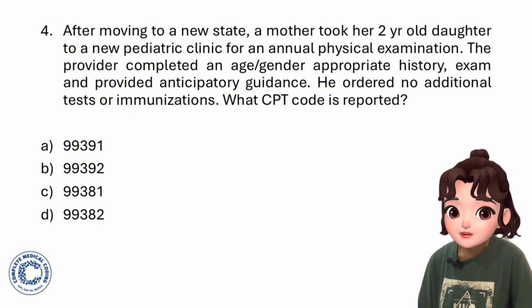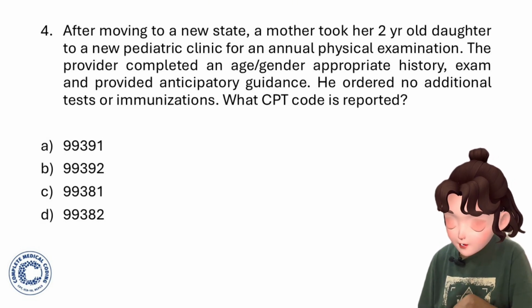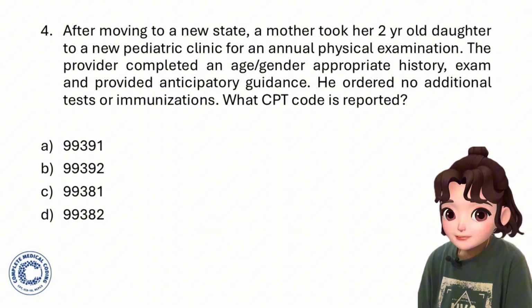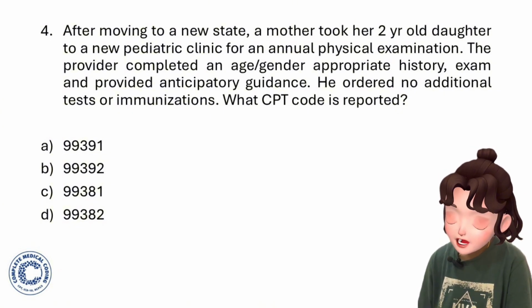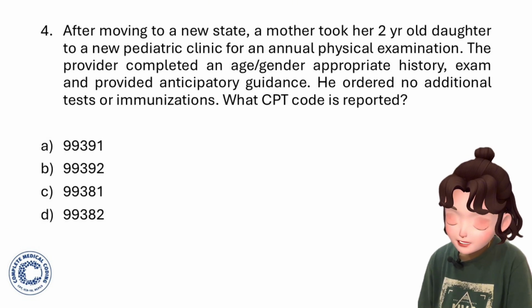So you should choose from option C or D, 99381 or 99382. Let's check what it is. That depends on the age. So 99381 is initial. See, this is the new patient code. These are the new patient codes for preventive medicine. Initial comprehensive preventive medicine.